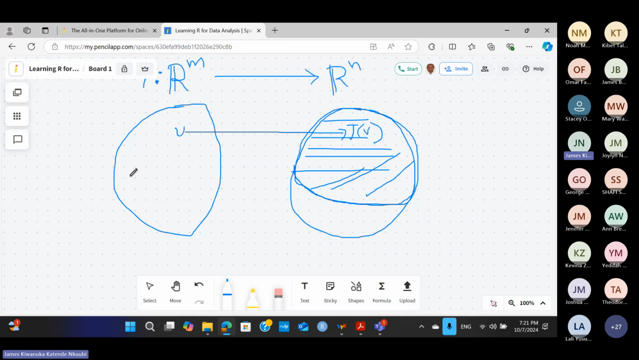So if you get all the images, they all fit in this shaded area. Pick anything in Rm, get its image, apply the map to it, they all land in this small box, which is part of Rn, not the whole of Rn, but part of it. So this part where they land is what we call the image of the map T. That's the image.